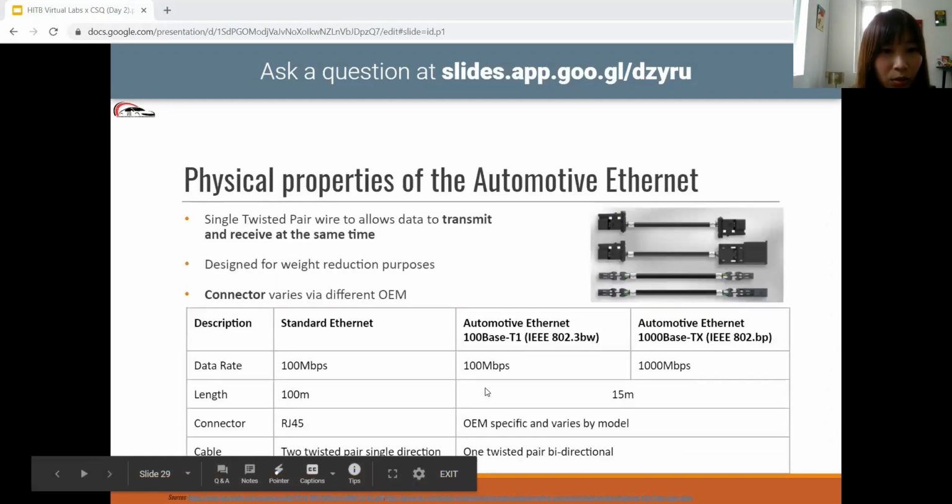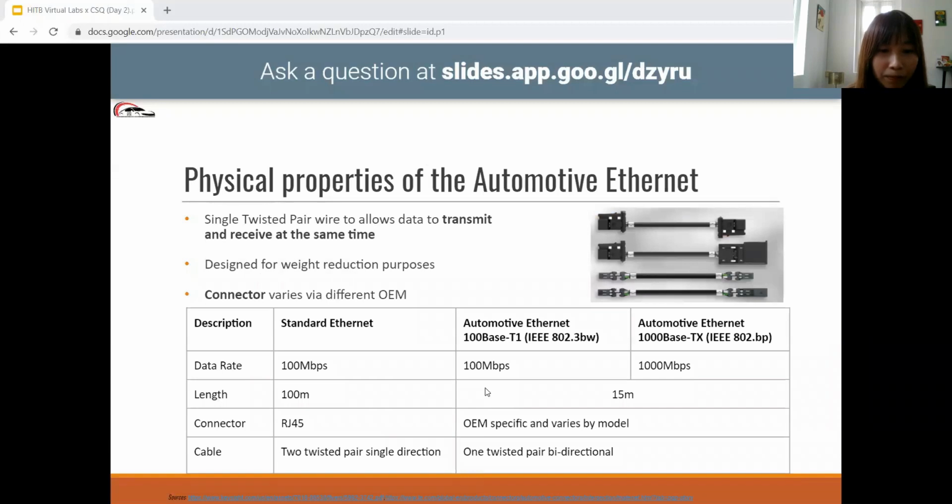Okay, so earlier on I mentioned the physical properties of Automotive Ethernet. Similar to standard Ethernet, it uses a twisted pair wire to transmit and receive data at the same time. So it's bidirectional compared to the standard Ethernet, whereby it's only single direction. And it's actually designed for weight reduction purposes.